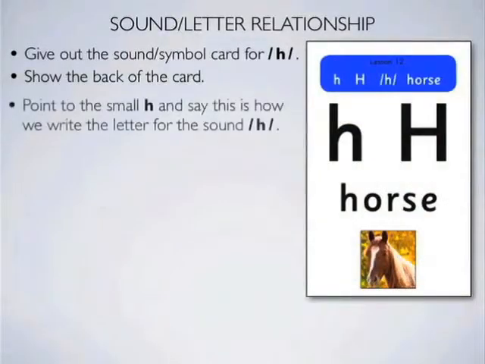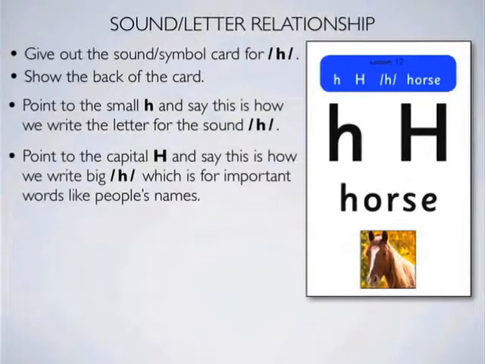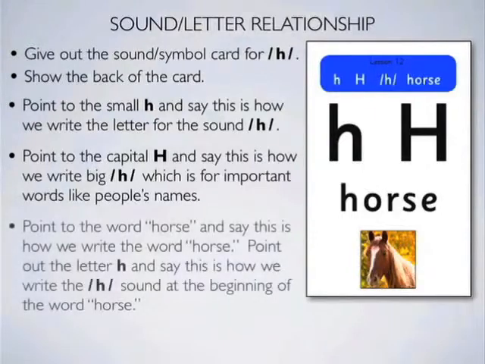Point to the small h and say, this is how we write the letter for the sound h. Point to the capital H and say, this is how we write big H, which is for important words like people's names. Point to the word horse and say, this is how we write the word horse. Point out the letter H and say, this is how we write the h sound at the beginning of the word horse.